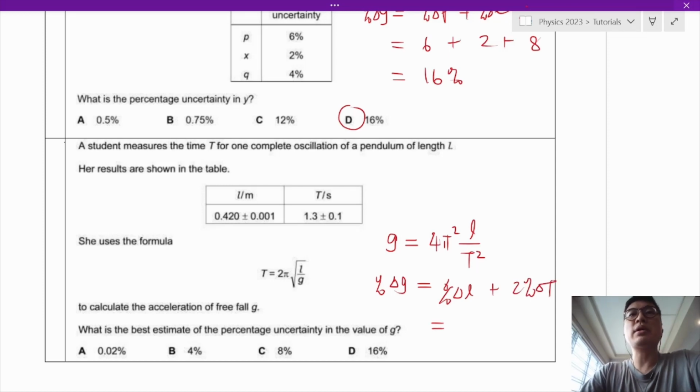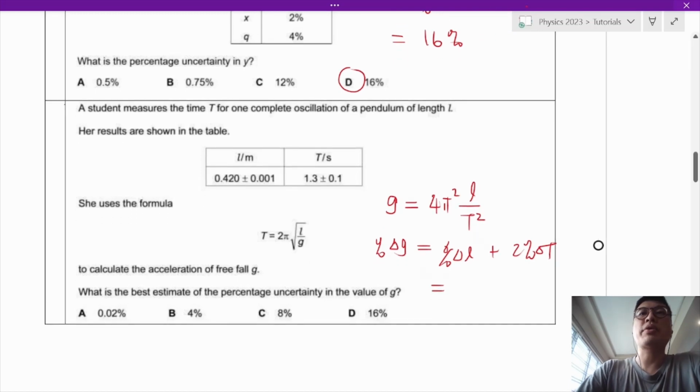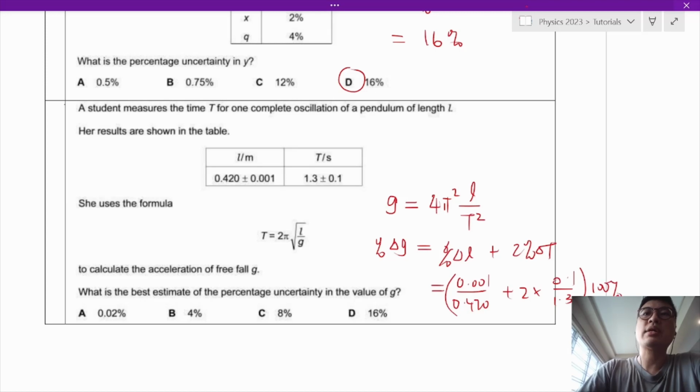I'm writing it this way because it's an MCQ where working is not required. So that will be 0.001 over 0.420 plus 2 times 0.1 over 1.3, multiplied by 100%. And that gives us 16%. So the answer is D.